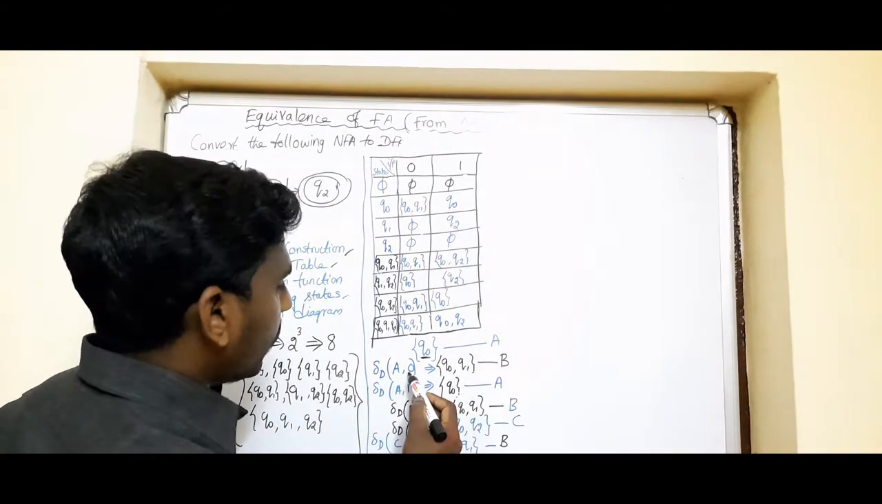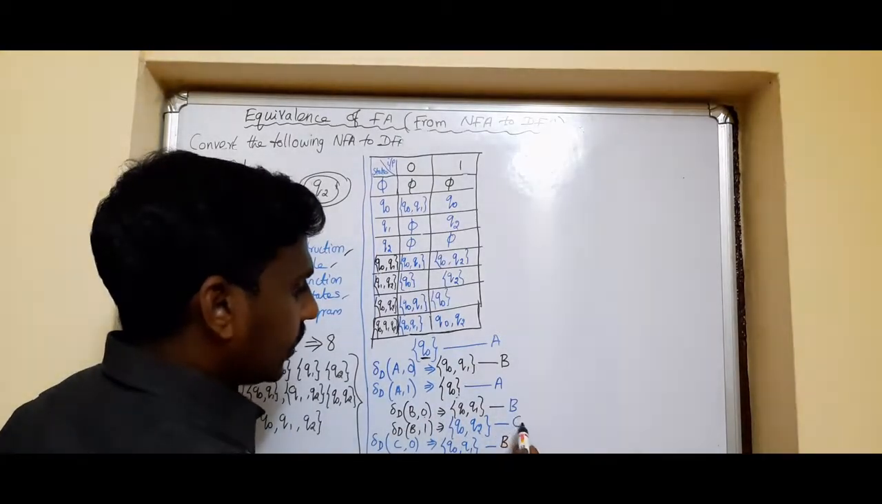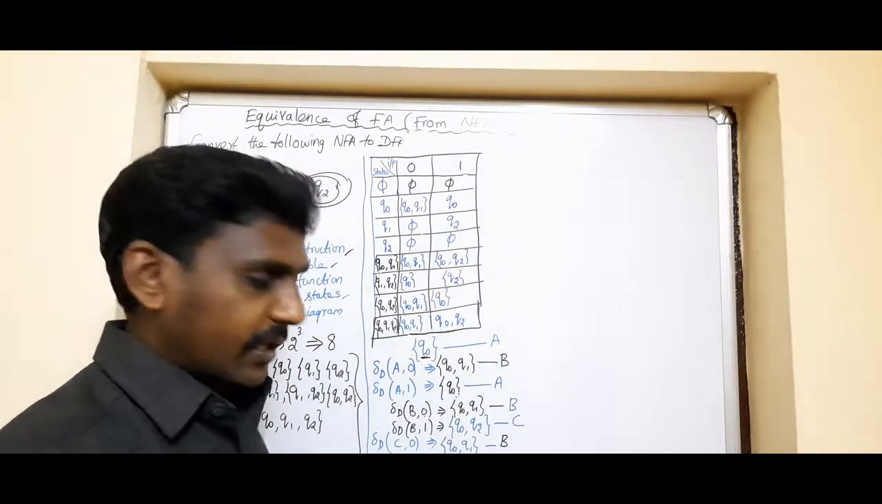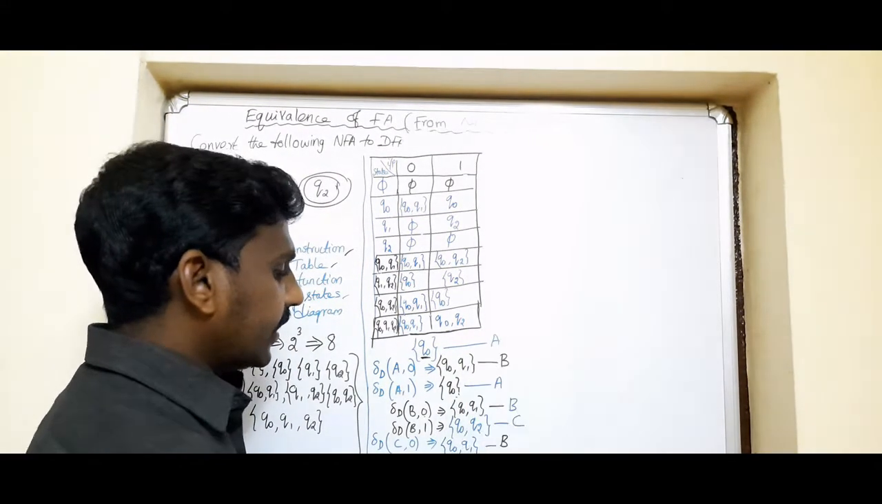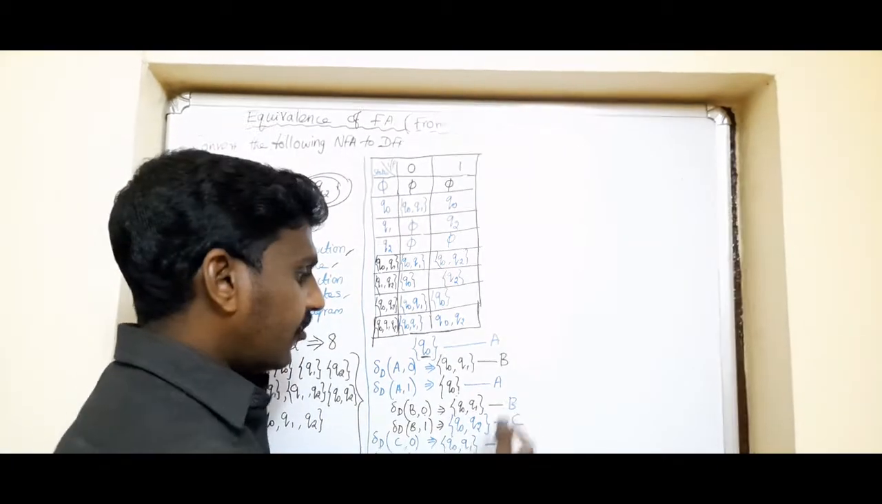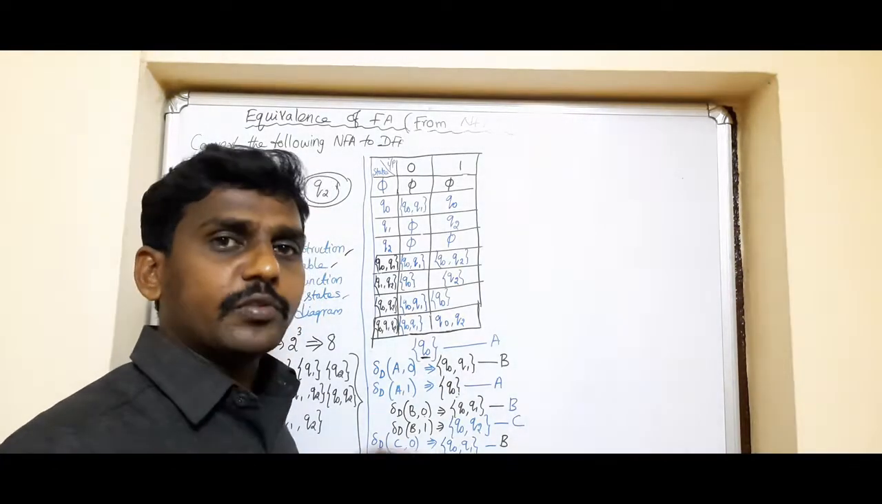So A comma 0 and 1 is over, B comma 0 and 1 is over, C comma 0 and 1 is over. I didn't get any new state. If I had got a D, I would go for D comma 0 and D comma 1, but I didn't get any new state. That's what I told you: you don't give the alphabet as per your own wish. If it is a new state, you have to give a new alphabet.